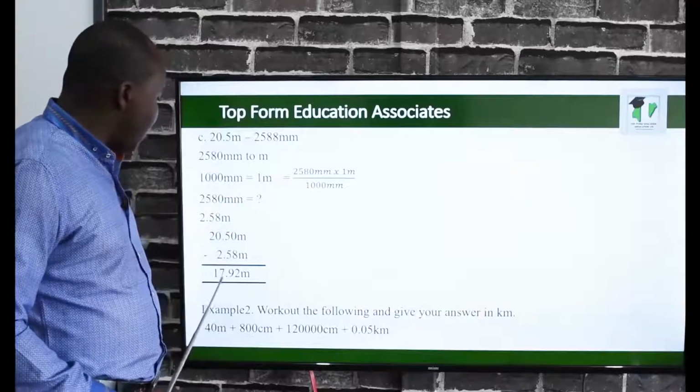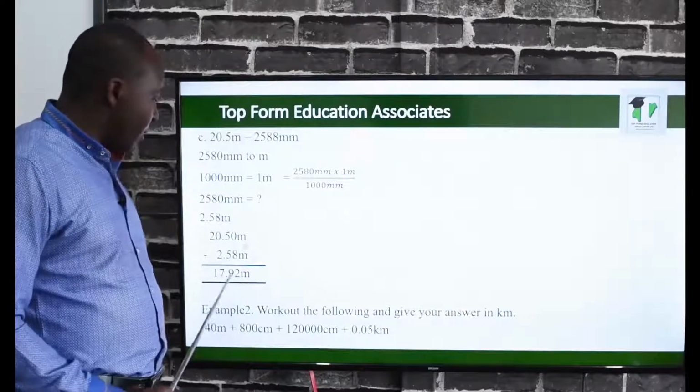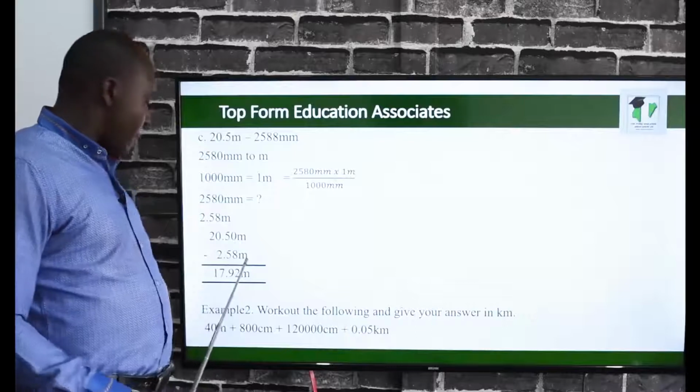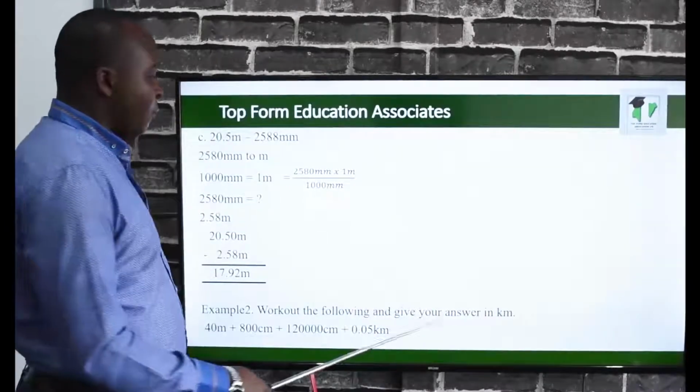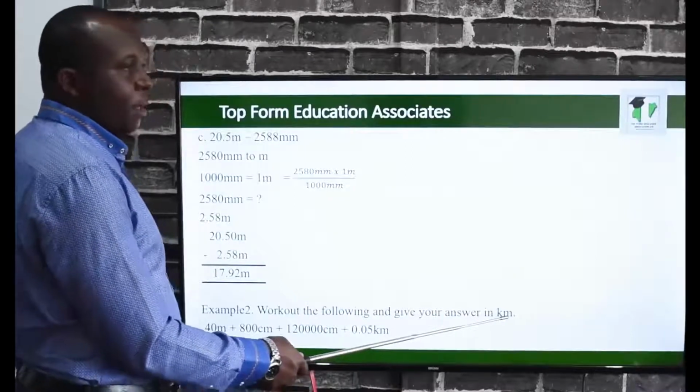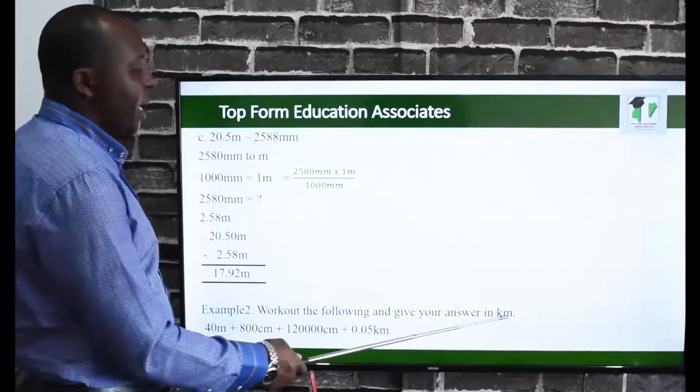So my answer will be 17.98 meters. So all of them are now in meters. Example 2. Work out the following and give your answer in kilometers.